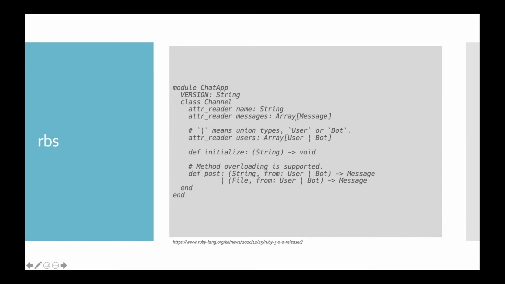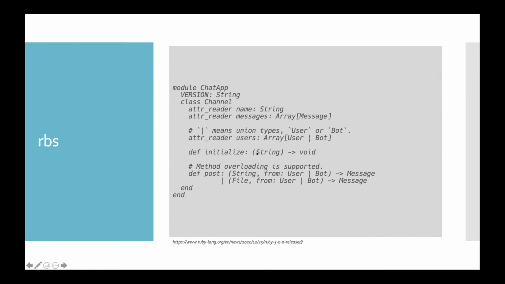Arrays and hashes are called containers. They're special in as much as not only are you going to have the container static type, but whatever is contained within the array will be typed as well. In this case, it would be a message object. This little pipe here is for unions. So essentially what this says is users can be an array of either a user object or a bot object, which will allow us to take advantage of a lot of conventions that we have with duck typing, while still getting the benefit of the statically typed nature of RBS.